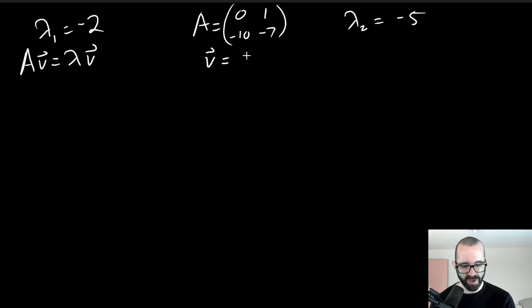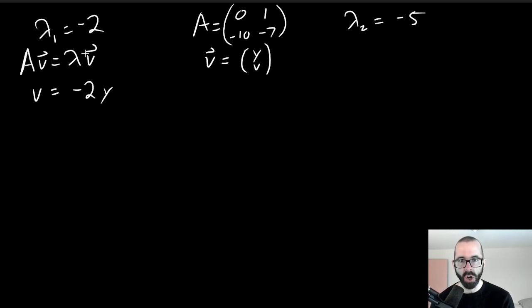V is maybe a poor choice. Right? We're looking for the position and the velocity. I don't feel good about this, but one's a vector, one's a value. 0y plus 1v needs to equal lambda times y. Right? This is a system of equations.